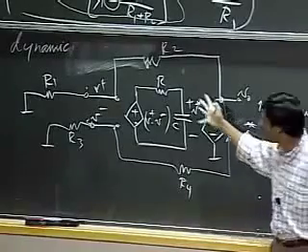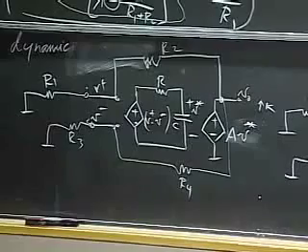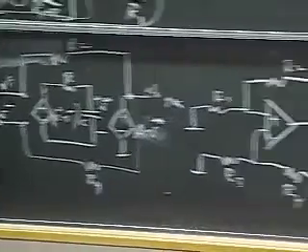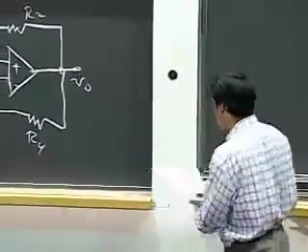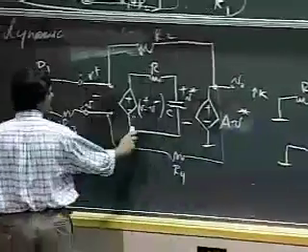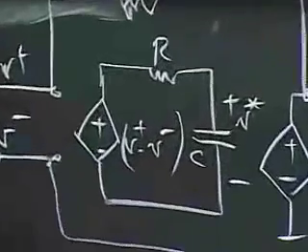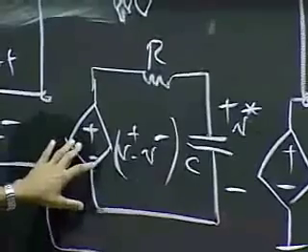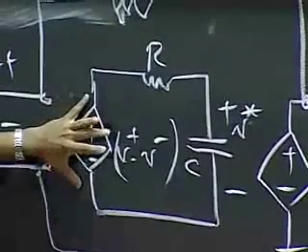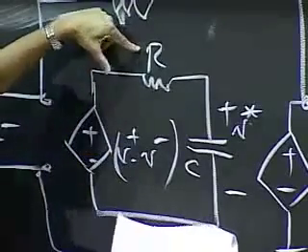So let me write the equation for this circuit now and try to understand what happens to this capacitor circuit if I let go after giving it a small perturbation. So let me start by writing the good old equation for this little circuit here. And that equation is simply the voltage here, V plus minus V minus, equals the voltage across the RC.